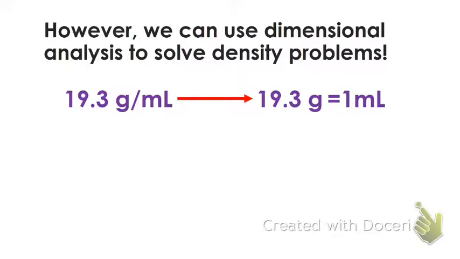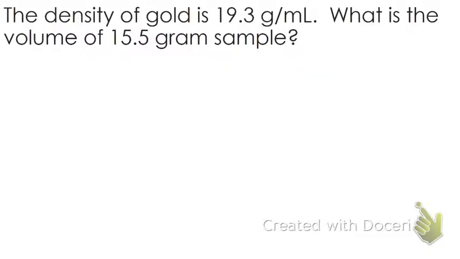As long as you show your work, I'm fine with it. So, let's look at that first calculation that we're going to do together. This tells us that our density of gold is 19.3 grams per milliliter, like we said before, and asks what's the volume of a 15.5 gram sample. So, that means I'm looking for volume. I'm going to be looking for milliliters, and what I've got to start with is grams.